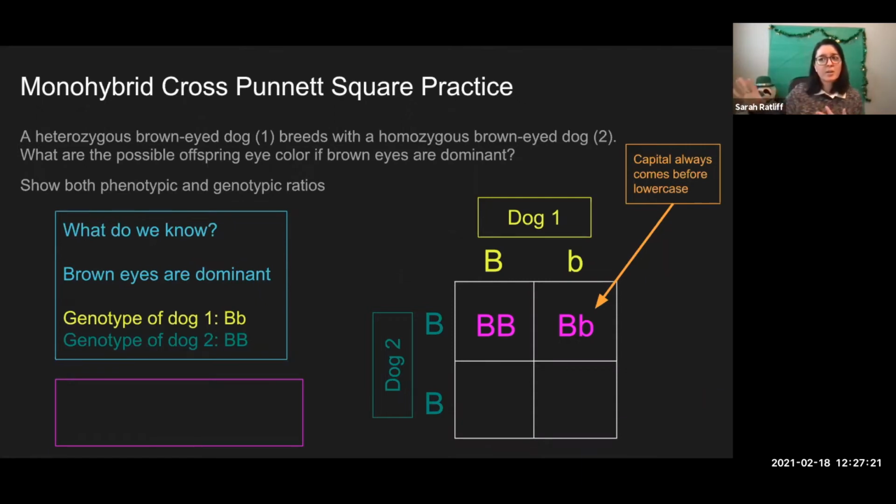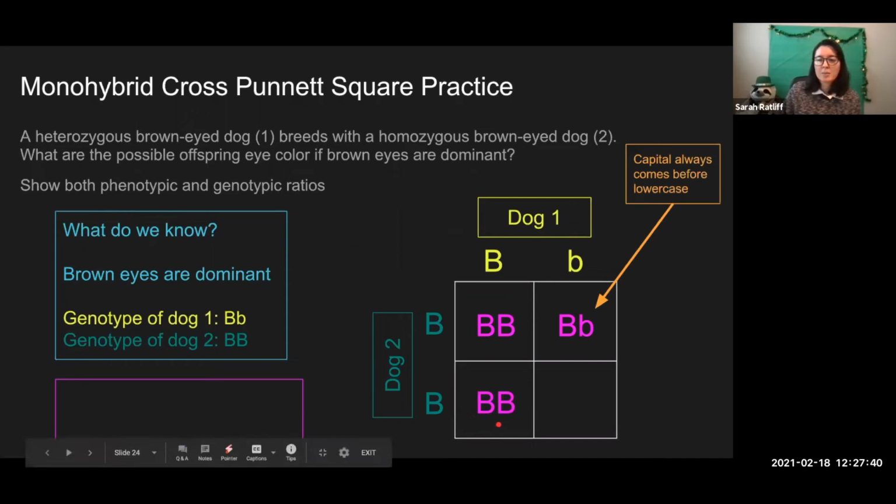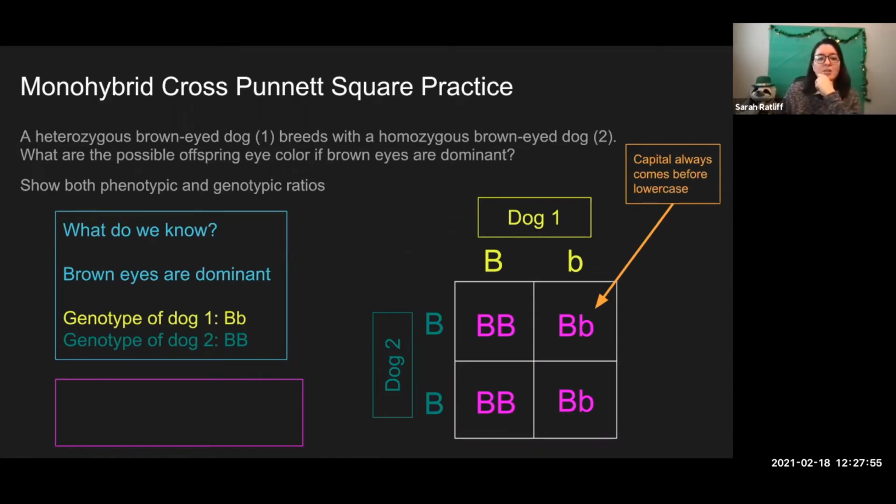In our next Punnett square practice, we're going to focus on more than one trait. And so keeping the capital letter before the lowercase letter makes things a little bit easier to read when you're trying to figure out the phenotypes. All right, next square, capital B from each parent gives us a double capital B. And lastly, big B from dog 2, little b from dog 1, making sure that capital B comes first. Great, we finished our Punnett square, hooray. Now the last part, we have to figure out our phenotypic and genotypic ratios.